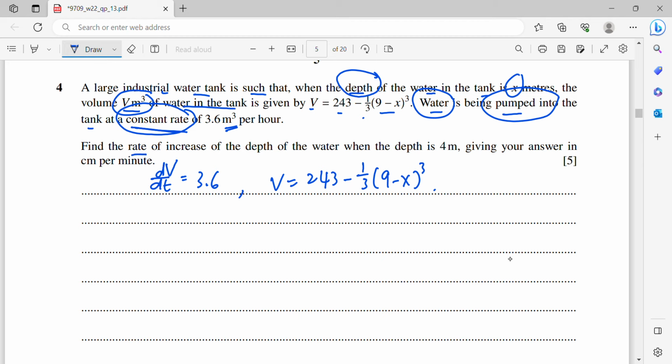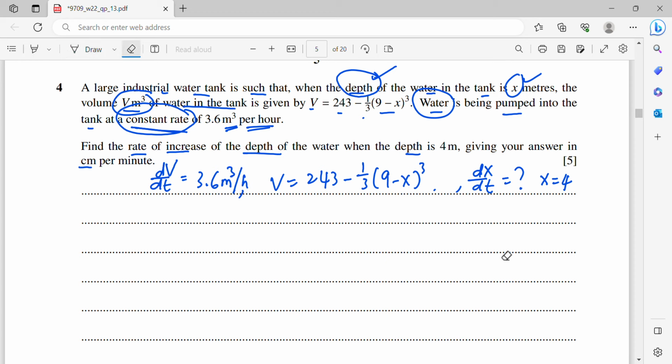Now find the rate. Again, rate means d over dt. Of increase means that the answer is positive. Of the depth of water. So the depth of water is basically x. So now you need to find what is dx/dt when the depth is 4 meters, so when x equals 4. And give your answer in centimeter per minute. Just now was meter cube per hour. So remember this is meter cube per hour.